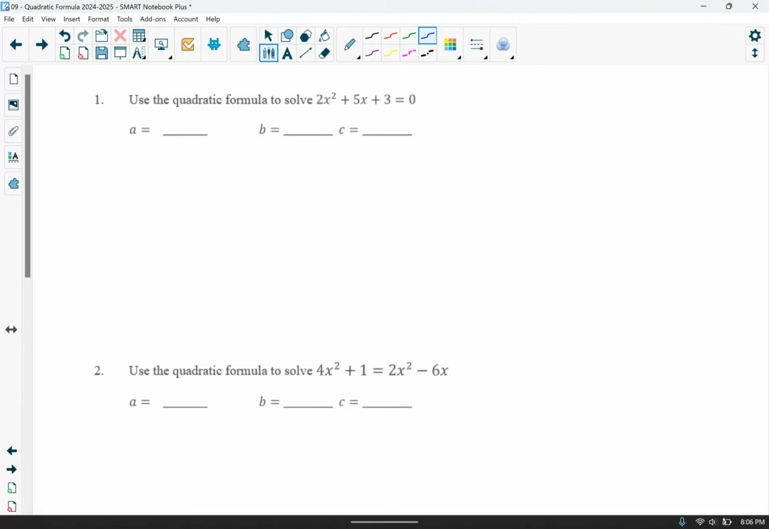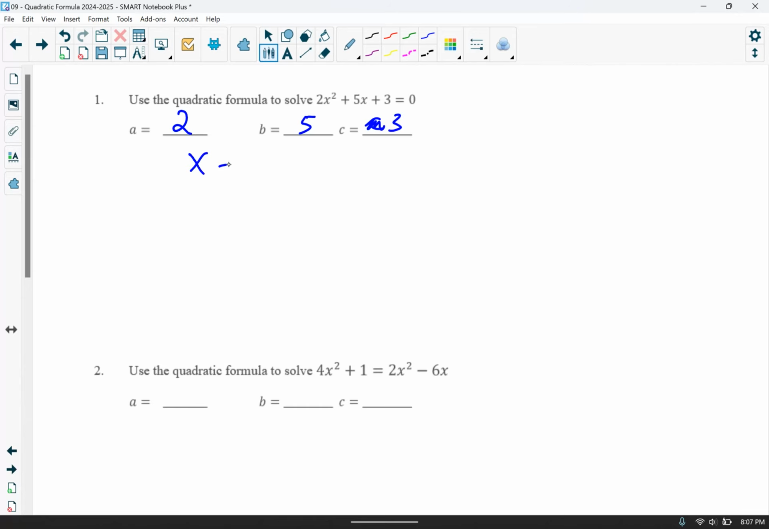Okay. So our next example, our leading coefficient is greater than 1, no big deal. So 2x squared plus 5x plus 3, this is something we couldn't have factored any other way. Leading coefficient is greater than 1. This is a perfect candidate for the quadratic formula. So a equals 2, b equals 5, c equals 3.